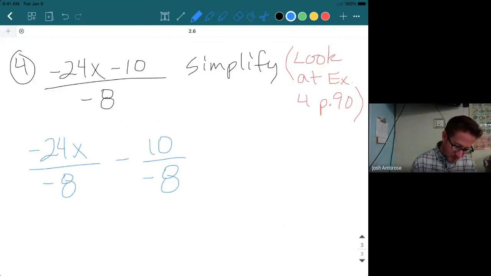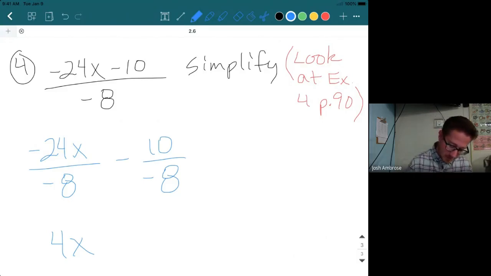I see a negative 24, a negative 8. They're both negatives. So my answer in this case will be a positive. I see an X next to the 24, but nothing next to the 8. So the X will be in my answer. So think of it this way. What is 24 divided by 8? That is 4. And like I said, the X will be in your answer. So drop the X down.